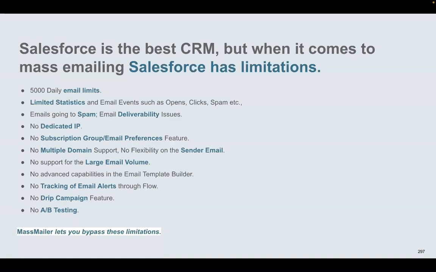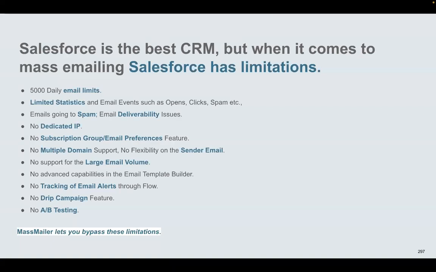Also, when it comes to A/B testing, Salesforce doesn't have any A/B testing feature, so you will end up testing on your own, sending out two campaigns if you want to send out two different email subjects, for example. And you'll have to track them separately. How is each template doing with a different email subject? So basically, A/B testing is not a feature in Salesforce CRM as well.